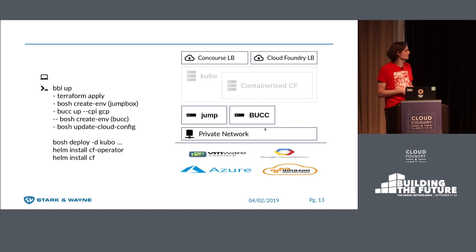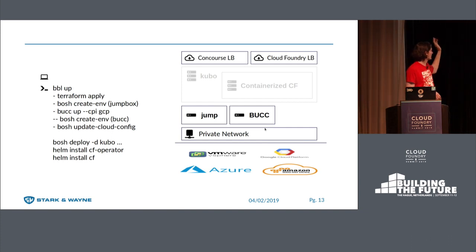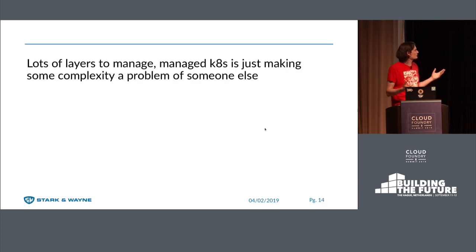Okay, let's see. We can do Bubble up, then do Terraform apply and the whole thing. Then we can use BOSH to deploy Kubo, which is a distribution of Kubernetes using BOSH. And then we can use Helm with the CF operator to install a containerized Cloud Foundry inside the Kubo. But then I don't know, it's becoming quite complex. But it's probably doable, I think. It's lots of layers, right?